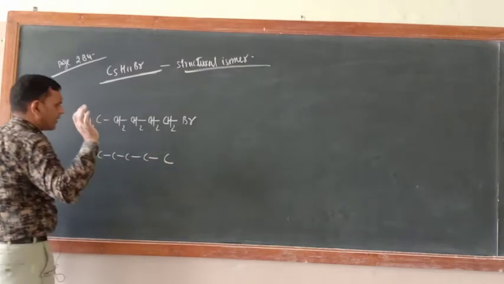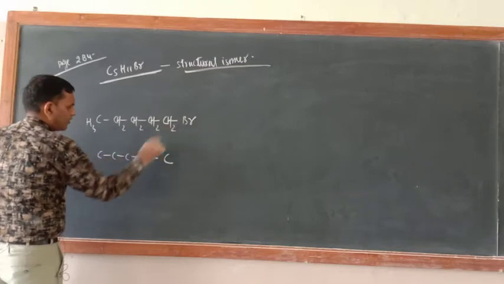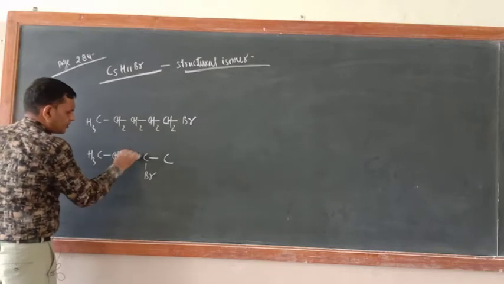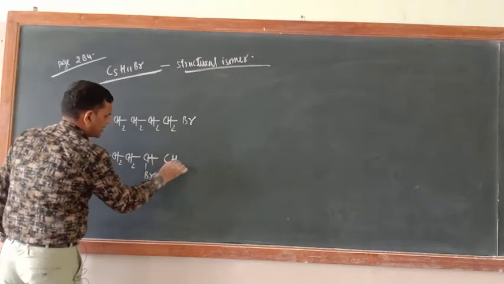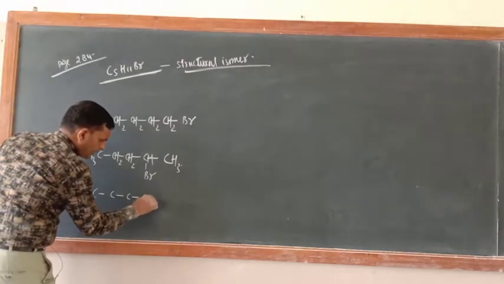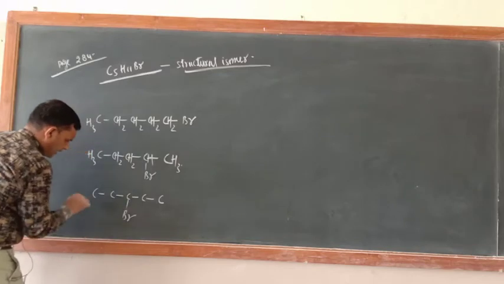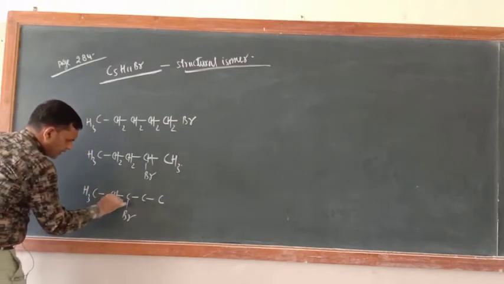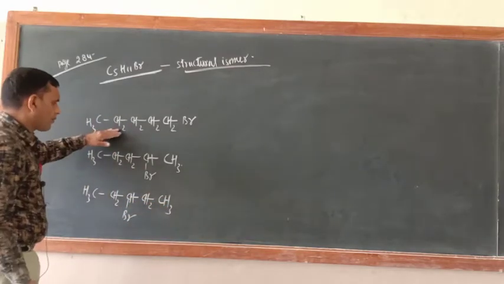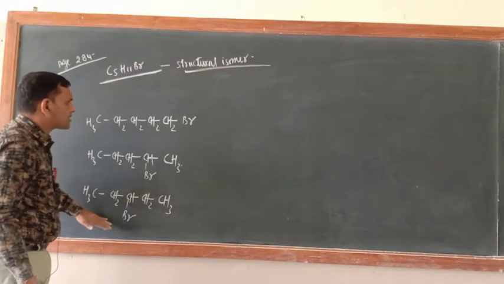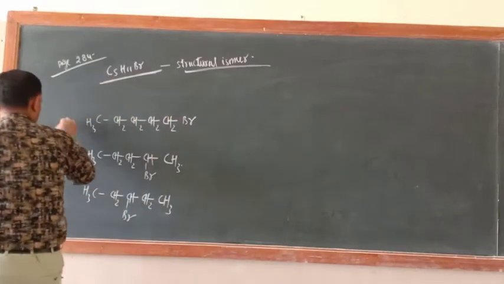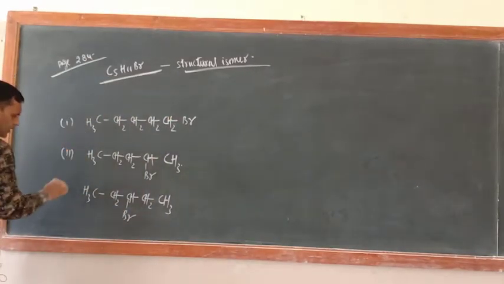5 carbons are there, 1 2 3 4 5. Now here write Br. Here we have CH3, CH2, CH2, CH, CH3. One more is possible, 1 2 3 4 5. Here write Br, and here CH3, CH2, CH, CH2, CH3. This is 1 bromopropane, this is 2 bromopropane, this is 3 bromopropane. So it is very easy to make 3. Now just see, number it, 1 2 3.